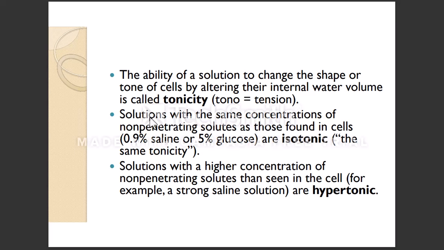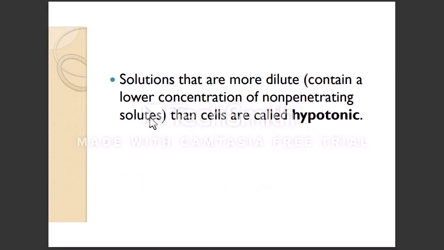Now we are going to look at what we mean by isotonic solutions, hypertonic solutions, and hypotonic solutions. Isotonic solutions are solutions that have the same concentration, while a hypertonic solution is a solution that has a concentration greater than the concentration of another solution. So comparing two solutions, if we have solution A and solution B, and solution A has a concentration higher than that of solution B, we say solution A is hypertonic to solution B. For hypotonic, the reverse is true.